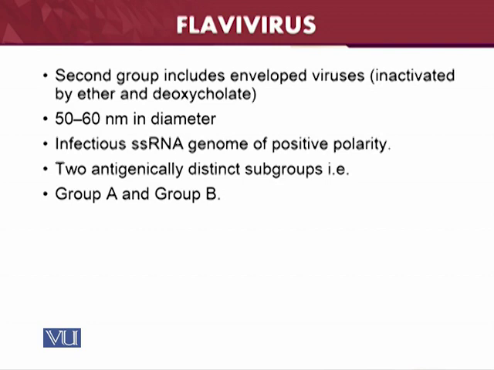The other group includes the enveloped viruses, inactivated by ether and deoxycholate. It is about 50 to 60 nanometers in diameter. An infectious single-stranded RNA genome of positive polarity is there. Two antigenically distinct subgroups are there. So the second group will again be divided into two different groups, which we will call group A and group B.